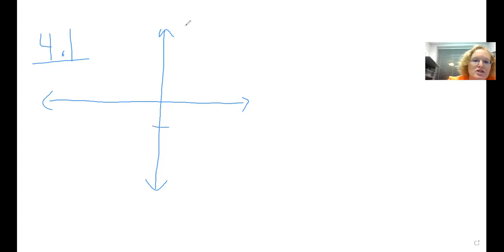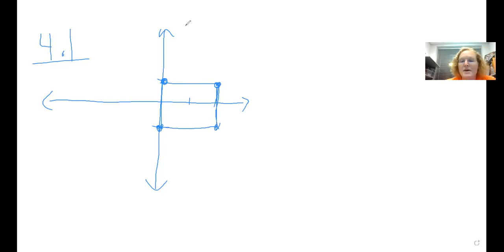So I'm going to start here at -1 right here. On the y-axis, I'm going to go up to +1, okay? And then I'm going to go all the way over here to 2 on the x-axis. We're going to go over here and then go straight up.